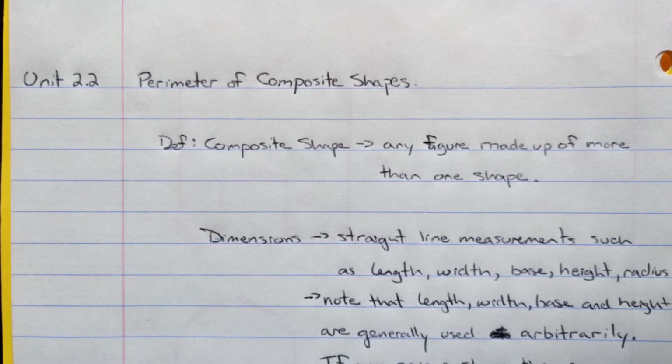Alrighty, so we're looking at perimeter of composite shapes. So we've done perimeter, we reviewed that. We just said it's, in general, the sum of all the sides of a shape. Well, a composite shape is just any figure made up of more than one shape.